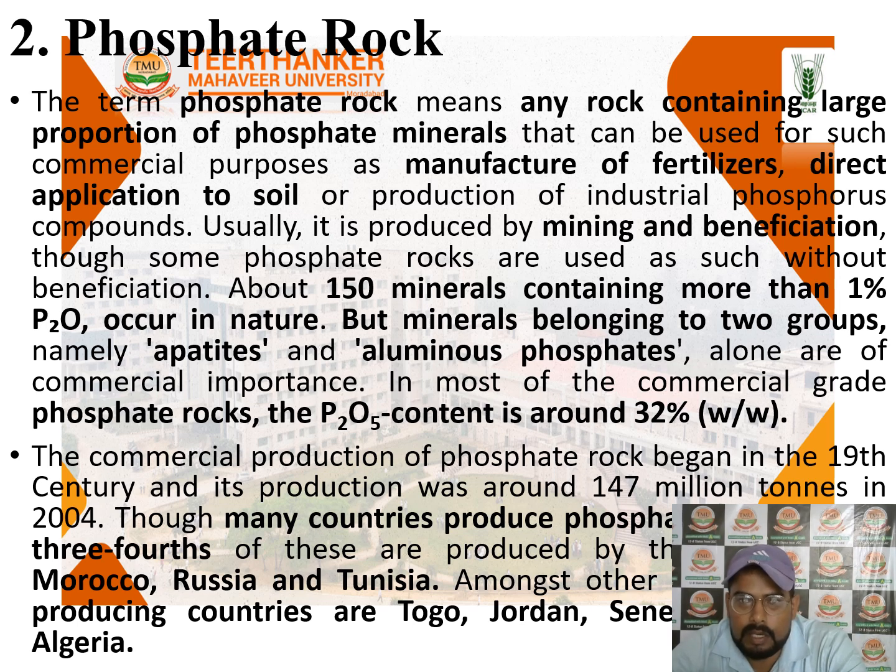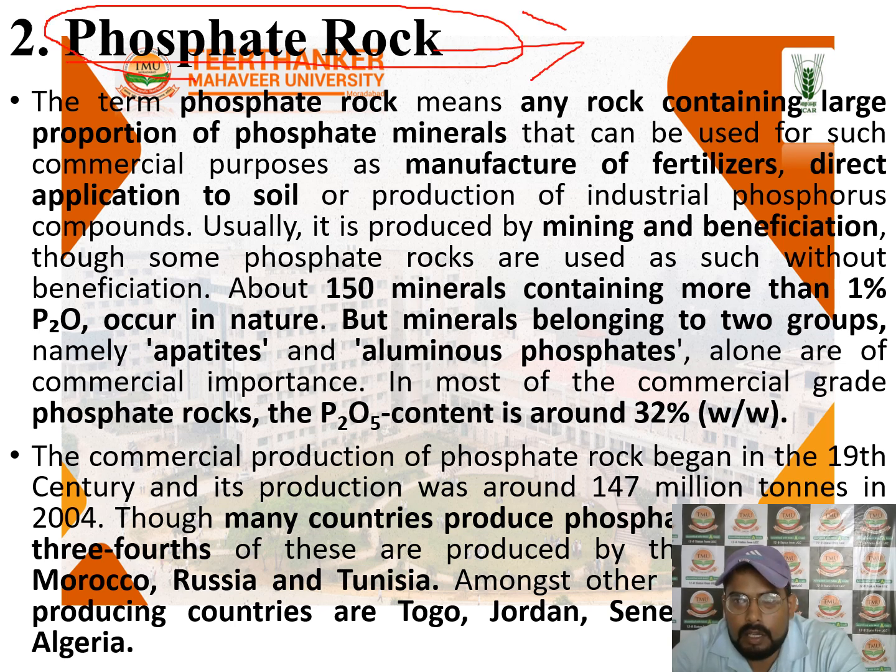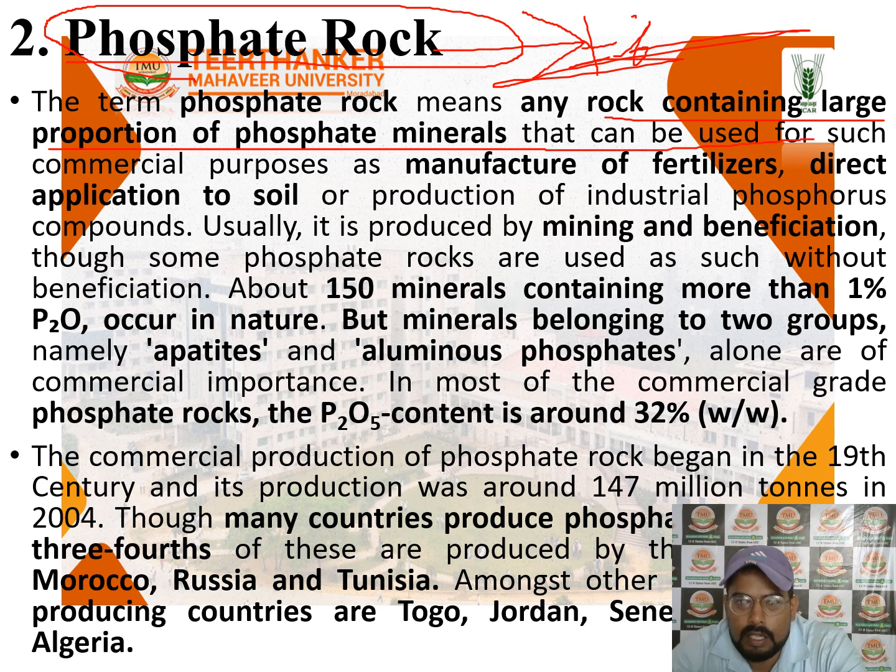The second material used in manufacturing phosphorus fertilizers is the phosphate rock. It is rich in phosphorus, which is the main reason for using this material. Phosphate rock means rock containing a large proportion of phosphate minerals, used in manufacturing fertilizers and for direct application to soil. Another material is apatite, a phosphate-containing mineral, which is cheap and highly available in the earth, so easily available.